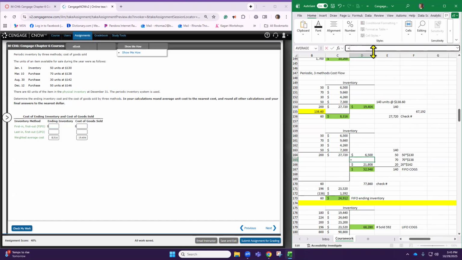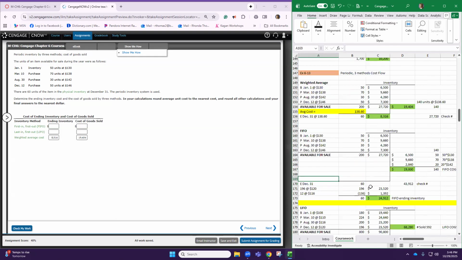Then we want 70 units times 138, and then we want 20 units times 142. All right, so there we have it. There's 100 units. Okay, now we're going to come down here. There are 60 units remaining. This is first in, first out.